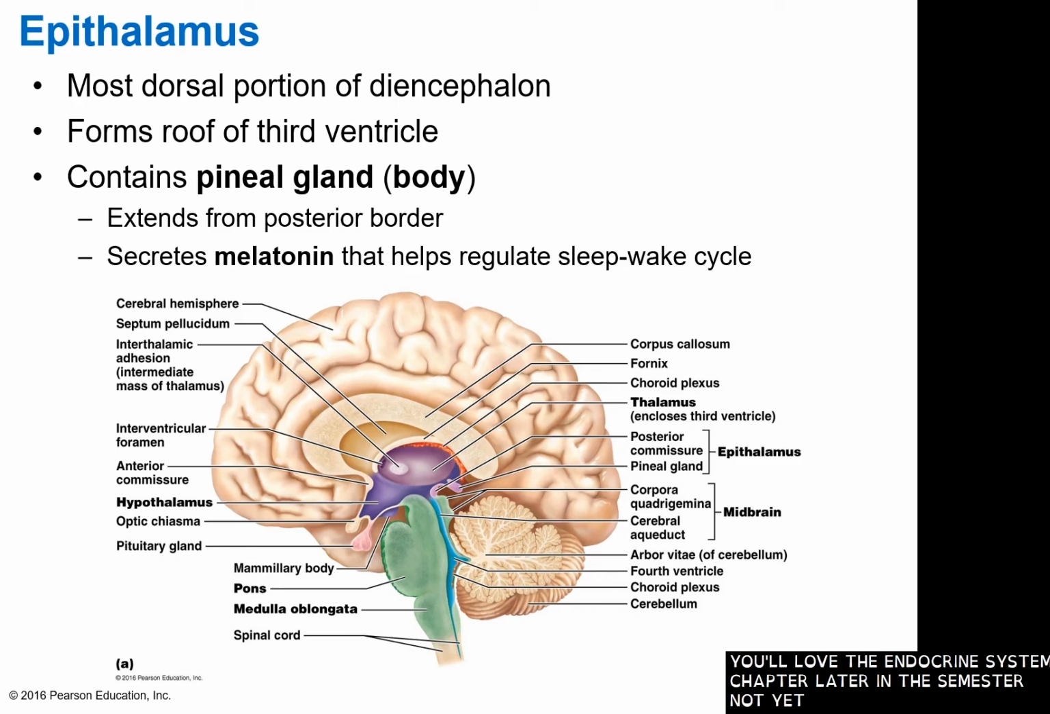Not yet. And then the epithalamus. The main thing about the epithalamus is that pineal gland, or the pineal body. This releases melatonin. Melatonin is what helps regulate the sleep-wake cycle.